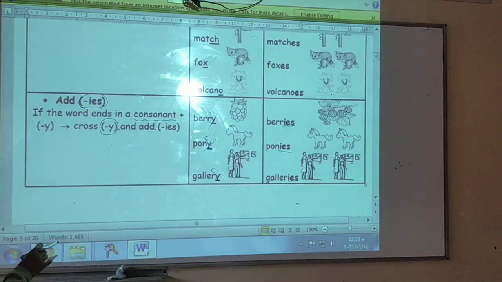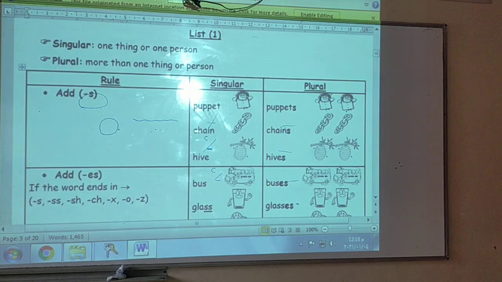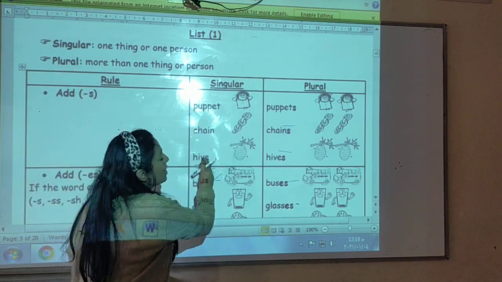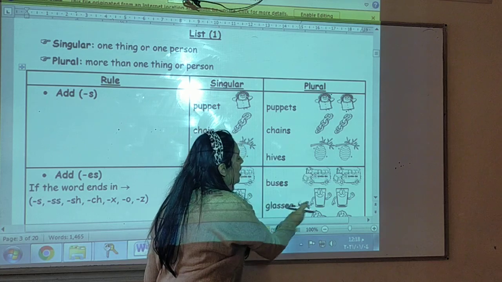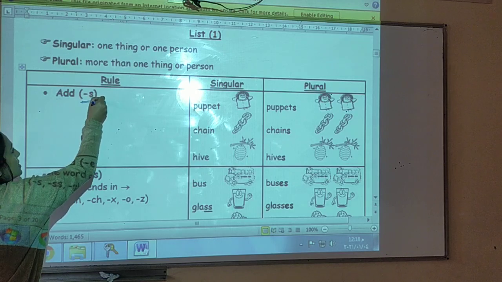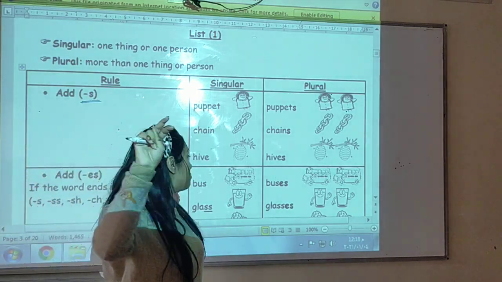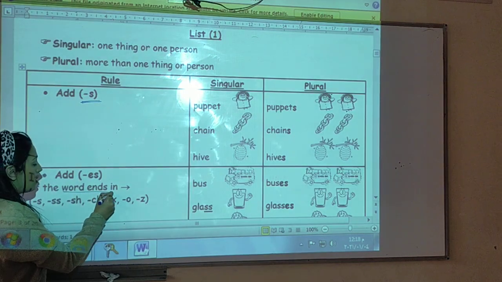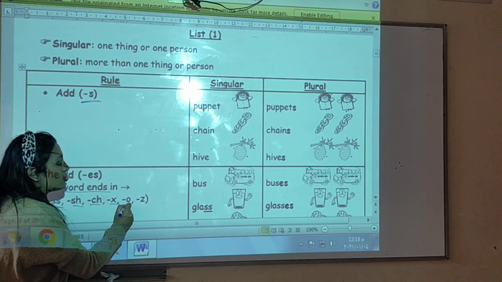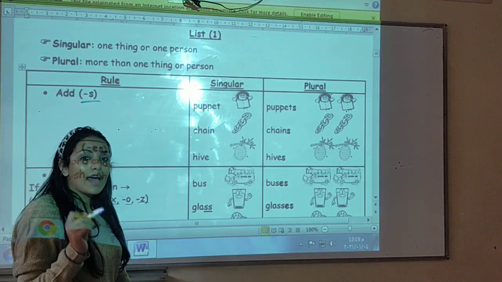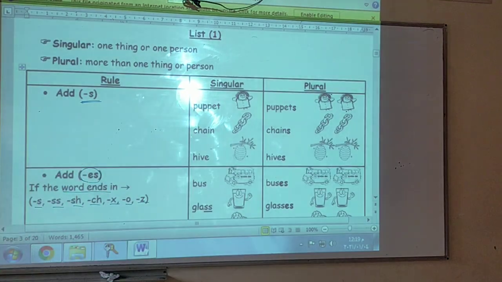So again, how do we put the word in the plural form? In the normal case, with any word, we add only s. Okay, we add only s in all the words. But there are two exceptions. What are the exceptions? When the words end with any of these letters, we are going to add es, not only s. Okay? And what is the other exception?